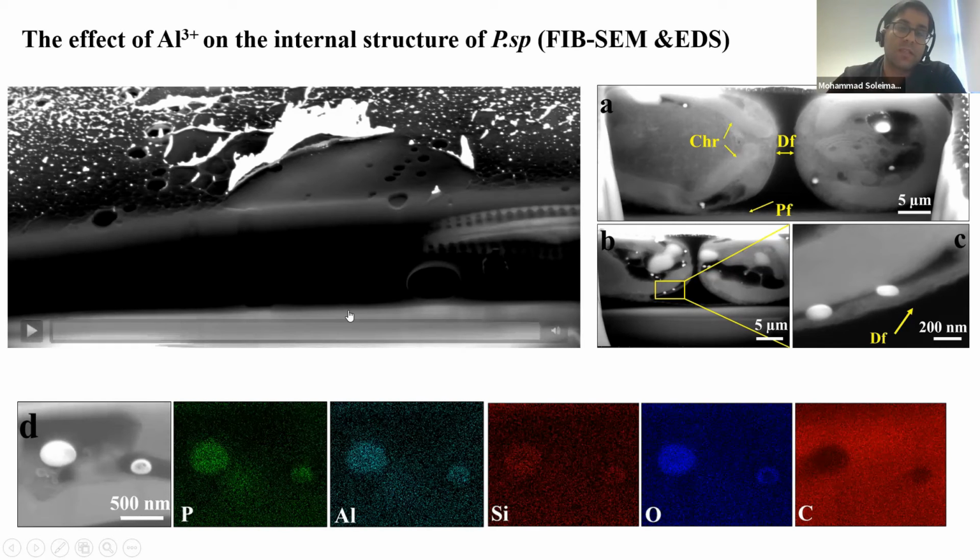And we know based on the literature that forming aluminium phosphate particles inside living organisms, including diatoms, is a kind of detoxification mechanism to deal with aluminium, because aluminium doesn't have any biological function. And even in our case, we saw that it decreased the growth rate of the species as well.